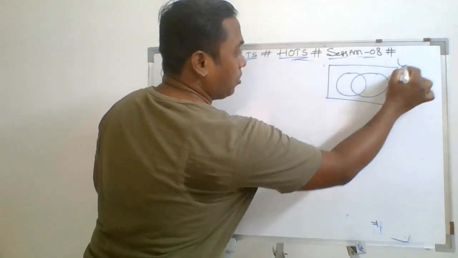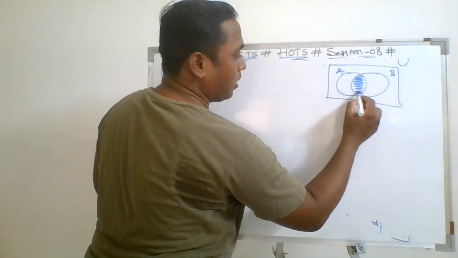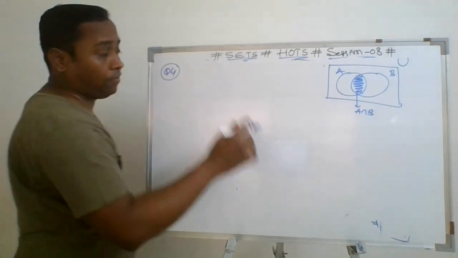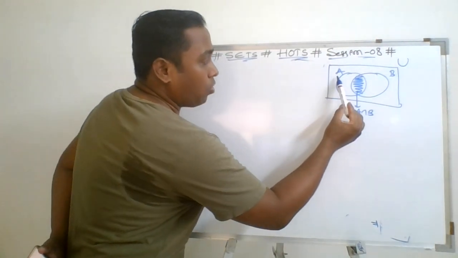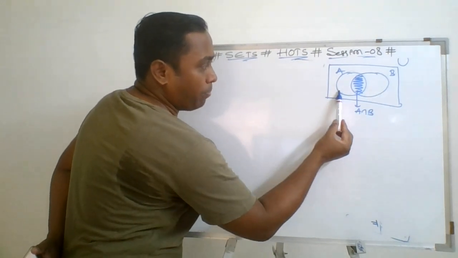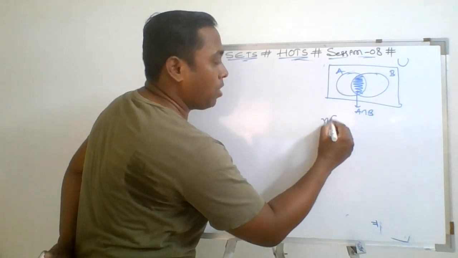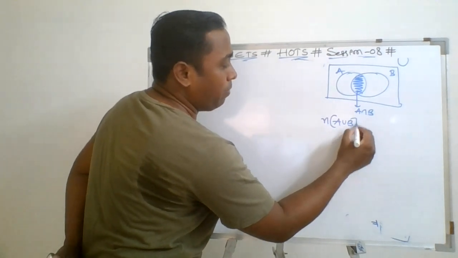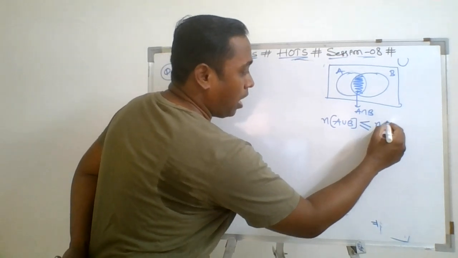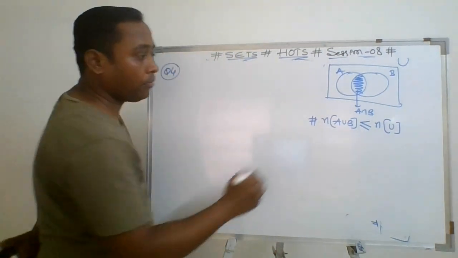देखिए, this is the universal set, this is set A and this is set B, and this is A intersection B. So if you observe, the important point is what? A union B means these circles. So A union B is a part of the universal set. Hence, the number of elements in A union B must be less than or equal to the number of elements in the universal set. This is one learning.